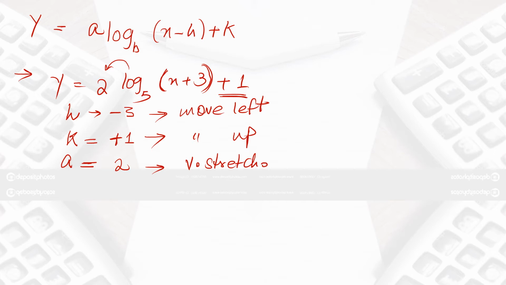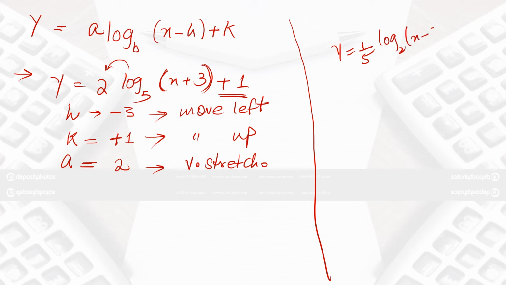Now let's solve one more question and understand what they are saying. So let's suppose y equals 1 over 5 log base 2 of (x minus 3) minus 1 is written. So what will happen in this scenario? So here, what is your h? Is h negative 2? No, h is not negative 2. h is positive 3 because we always take the opposite sign of the h.